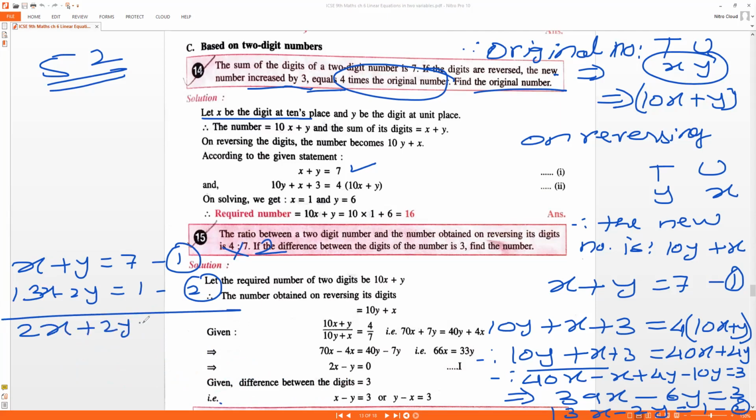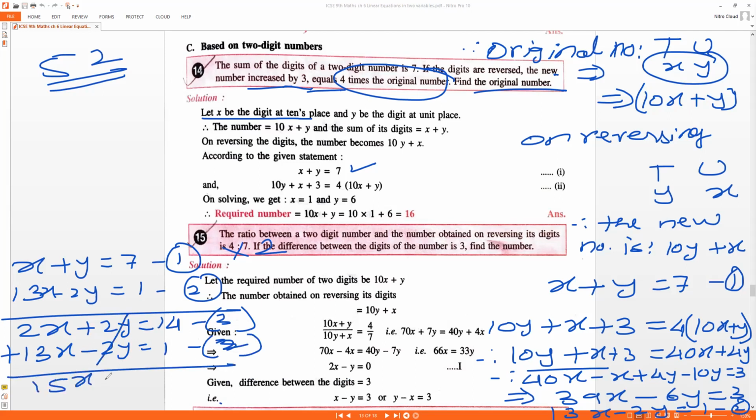2x plus 2y is equal to 14, right? And then you add them. 13x minus 2y is equal to 1. Correct? So when you cancel, you get 15x is equal to 15, therefore x is equal to 1, right? So when x is 1, y will be 6, correct? So now the number becomes, what is the number? 1 and 6, right? 16 is the number.